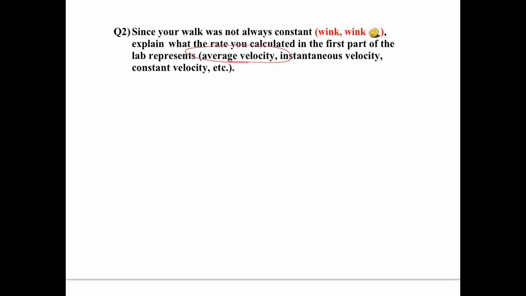If we would have just asked you for the speed or velocity at any instant, that would have been instantaneous velocity. So imagine a speedometer on a car telling you the speed at any given second. And like we said, it's not constant because this wasn't a regular walk, so your best answer is average velocity.